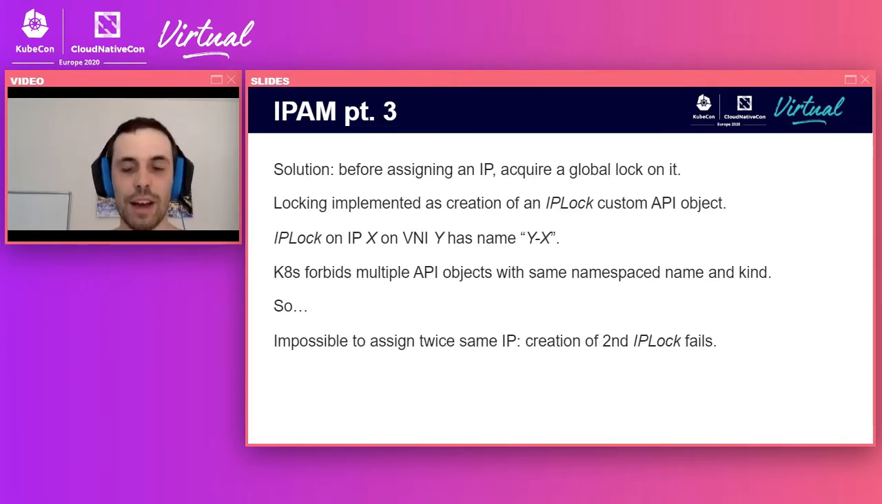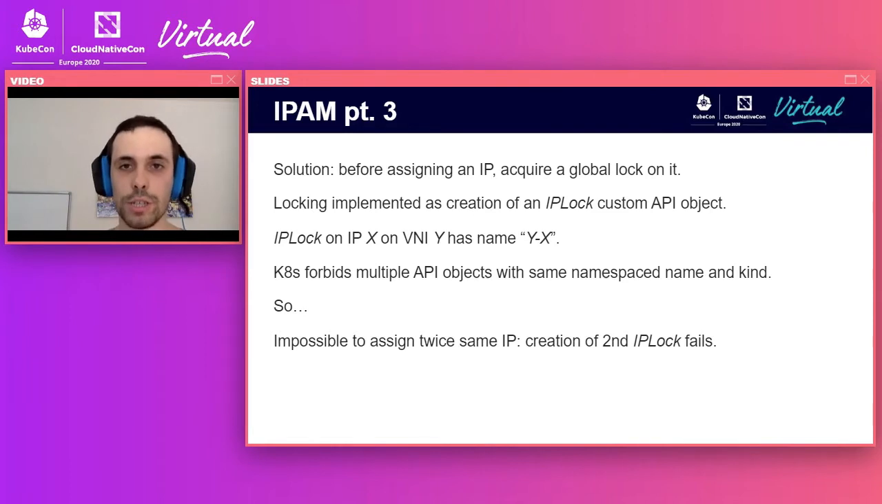And the solution we found to prevent this from happening is to have the IPAM controller attempt to acquire a global lock on an IP address before actually assigning that IP. And the assignment proceeds only if acquisition of the lock is successful. An interesting part is in how the lock is implemented. A lock is implemented as an IP lock custom API object.